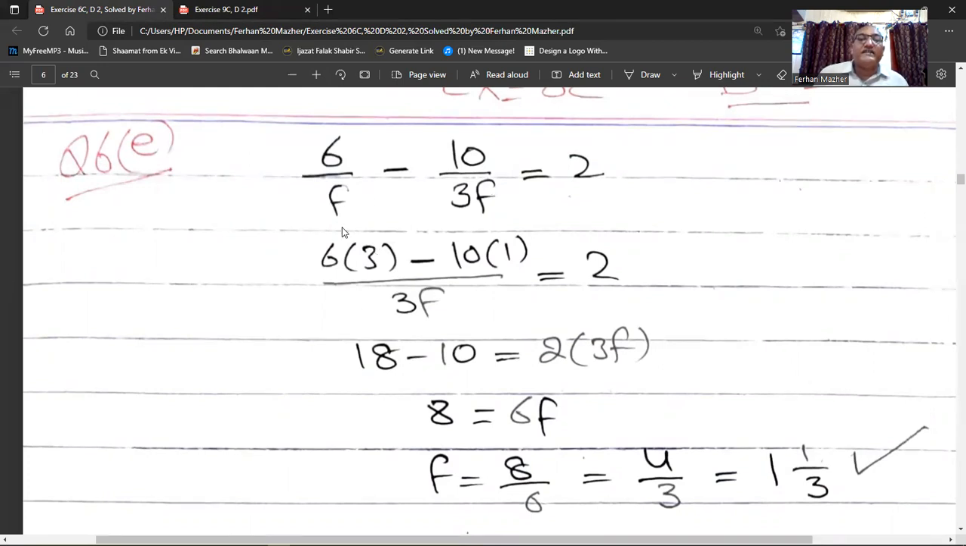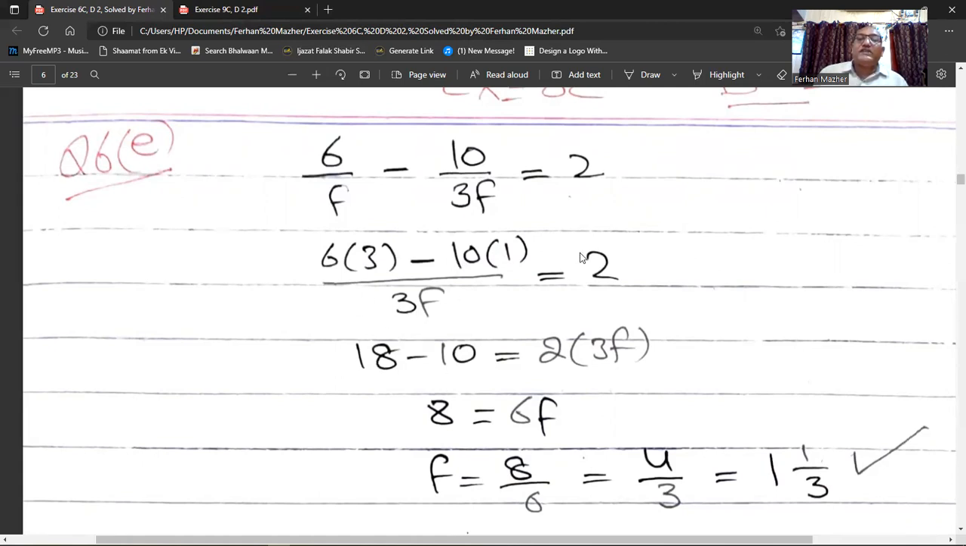Divide the LCM with this denominator. So f and f will be cancelled, and you are left with 3. That will multiply with the numerator, so that will be 6 into 3 minus. Now divide the LCM with this denominator. When you divide 3f with 3f, you get 1. So 1 will multiply with the 10. So 6 threes are 18 minus 10 into 1 is 10.